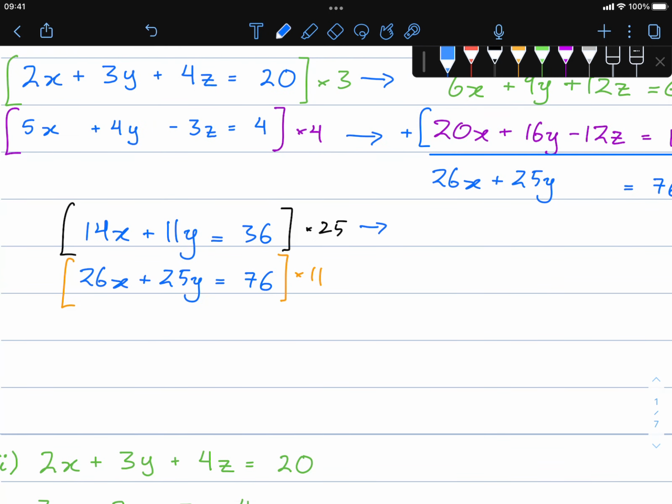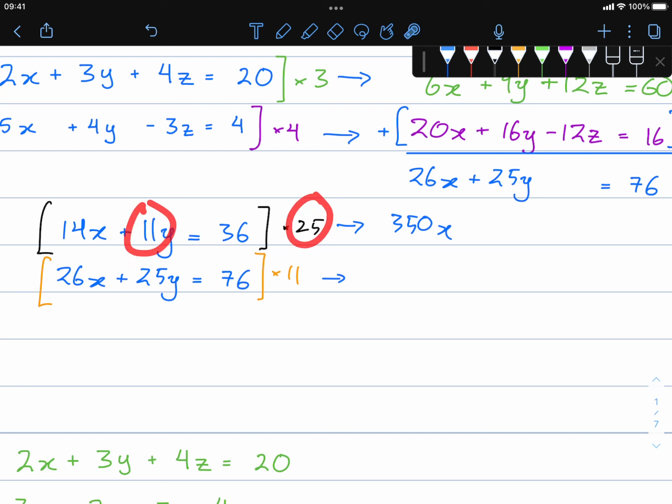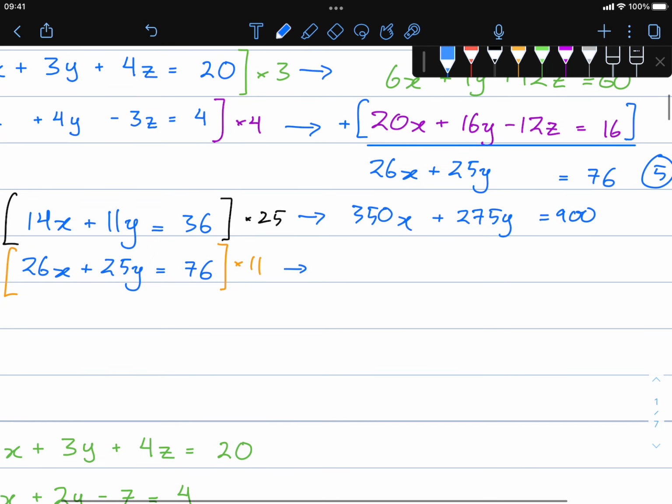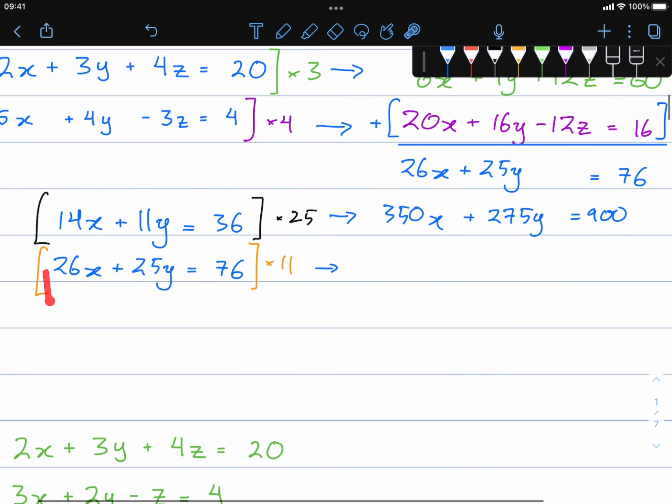Okay, so I'm going to use a calculator this time. You're going to hear me type it in. So 14 times 25 is 350x. 11 times 25 is 275y. And 36 times 25 is 900. Good. We do the same for this row.